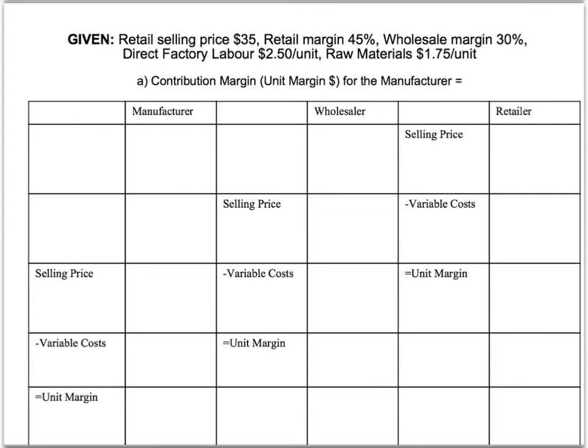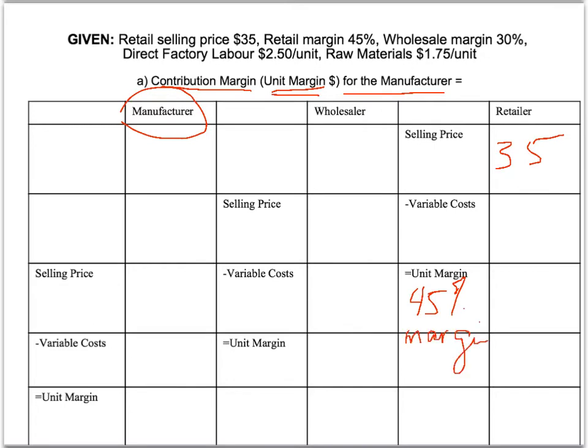So in slide number 2 here, what we're doing is calculating the contribution margin for the manufacturer, or unit margin, same thing in this case. So again, we're dealing with 3 channel members. The manufacturer is who we are. We know that we have a retail selling price of $35 and a retail margin of 45%. So when you take 45% and multiply it by your $35, you get your unit margin at the retail level of $15.75. Working your way back up, your variable costs for the retailer must be $19.25.